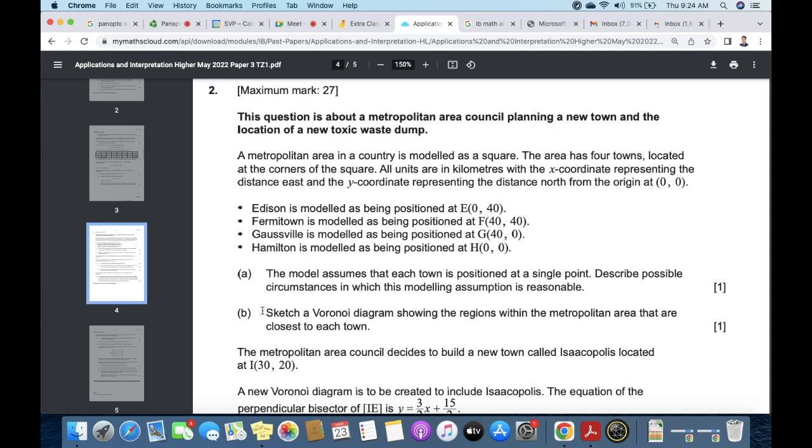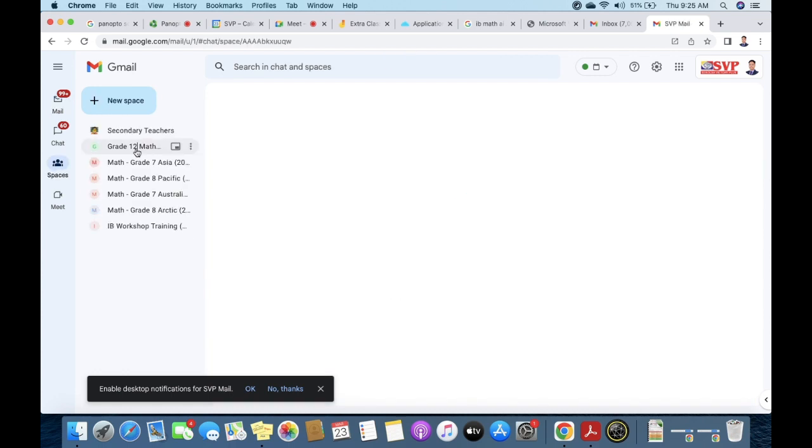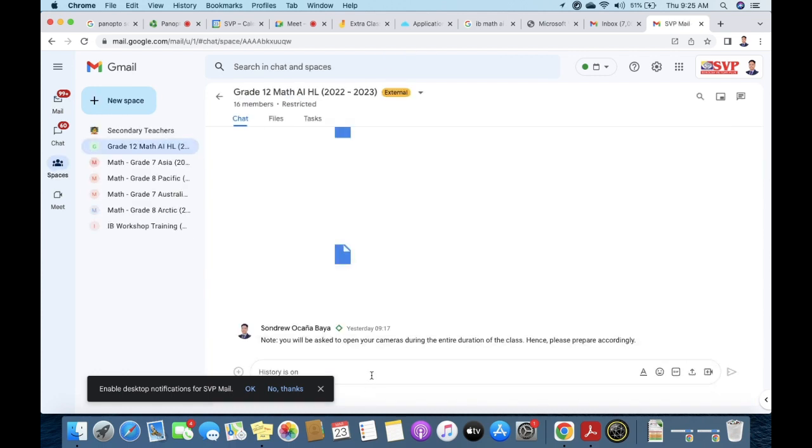I'd like you to draw or sketch a Voronoi diagram showing the regions of the metropolitan area that are closest to each town. In other words, using these points, draw a Voronoi diagram. And what I'd like you to do is to take a screenshot of it and send it in the Jamboard, so that we can have a discussion, so I would know where to come in.